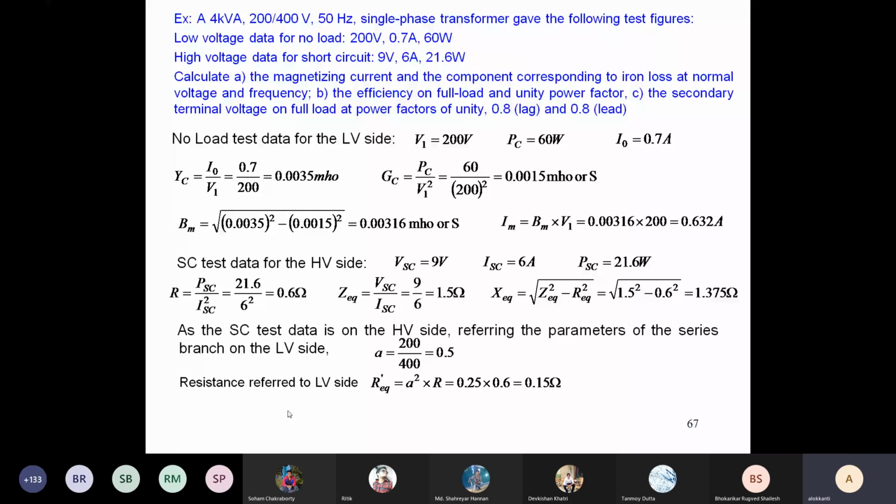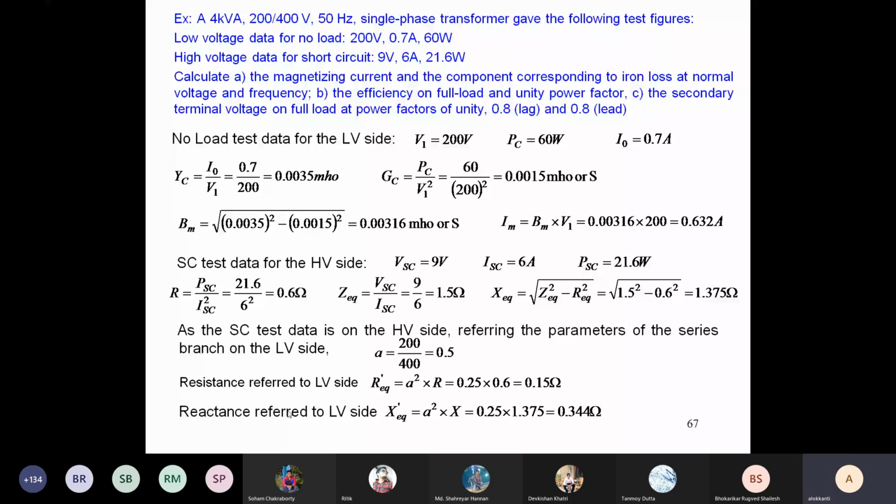So either you have to transfer the high voltage side parameters with respect to the low voltage side, or the low voltage side parameters with respect to the high voltage side. We are transferring the high voltage side parameters to the low voltage side. So resistance referred to the low voltage side, Req dash, equals A square R, equal to 0.15 ohms. Similarly, the reactance referred to the low voltage side, Xeq dash, equals A square X, equal to 0.25 times 1.375, equal to 0.344 ohms.